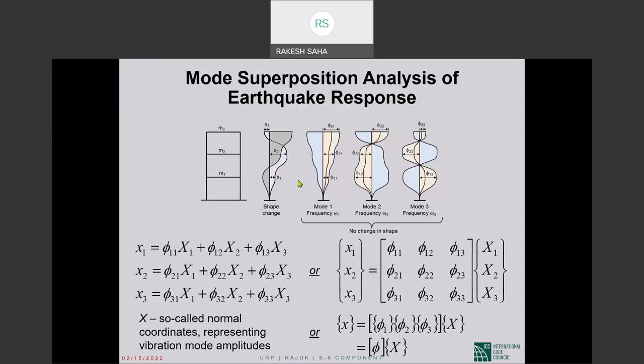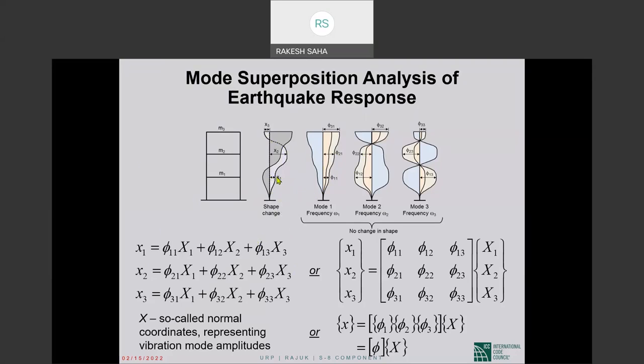Importantly, as long as everything is elastic, the actual deformed shape can be a linear combination of the mode shapes. And this is what is expressed here. Okay? Let's go into the details.